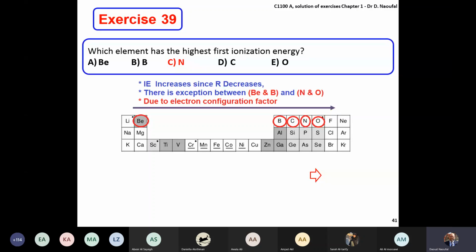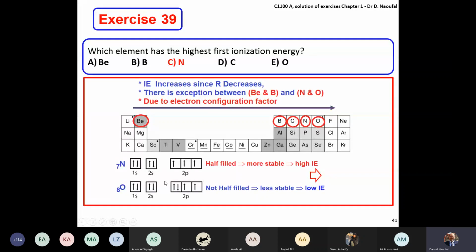The general trend of IE in the periodic table: the ionization energy increases in the opposite direction of the radius. The ionization energy increases up and from left to right. And pay attention to the exceptions in the same row, between group 2 and 3, and between group 5 and 6. All the given elements are in the same row.